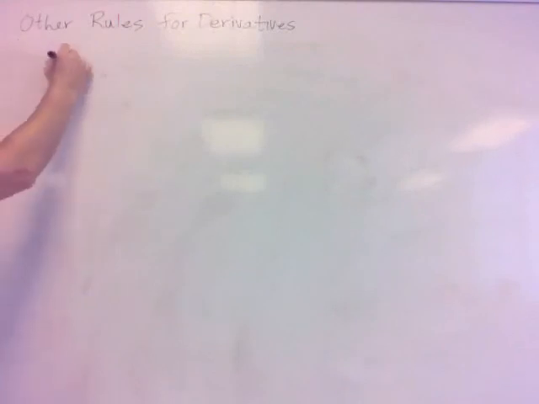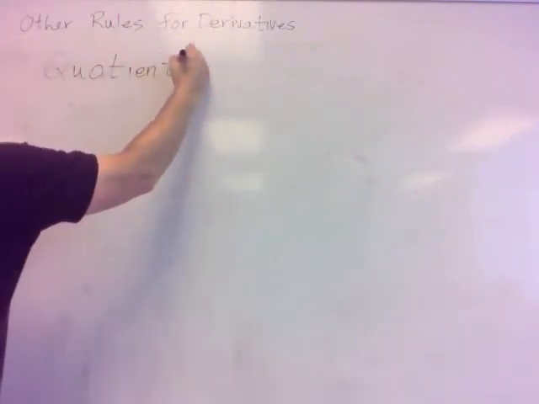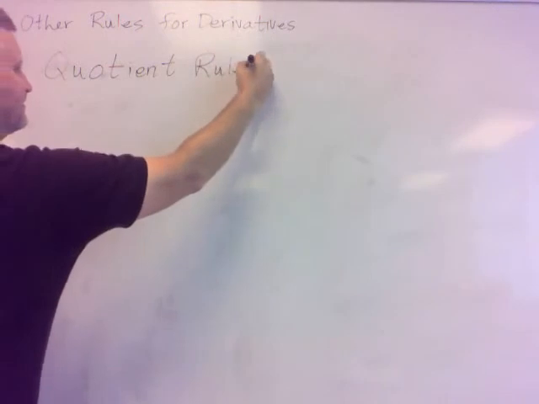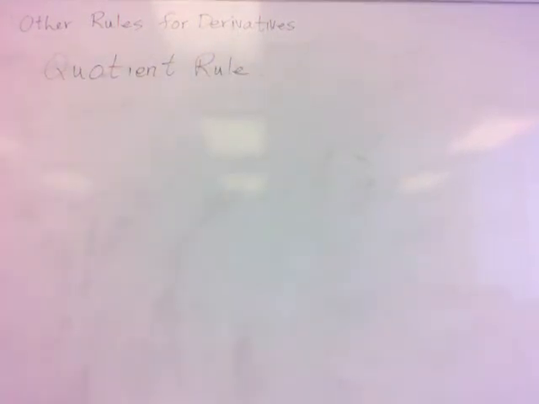that we need to go into. We need to talk about the quotient rule. And unfortunately, the quotient rule is more like the product rule than it is the sum and the difference rule.